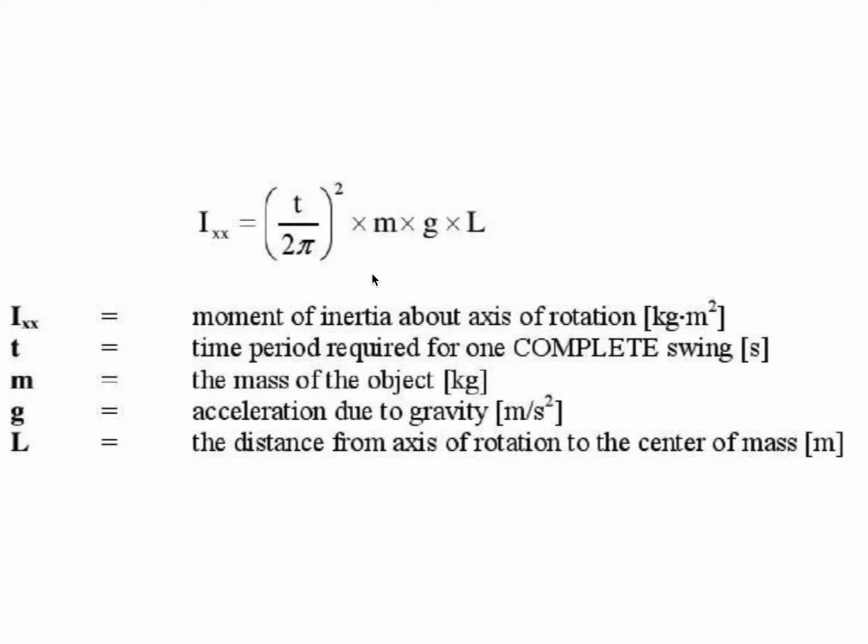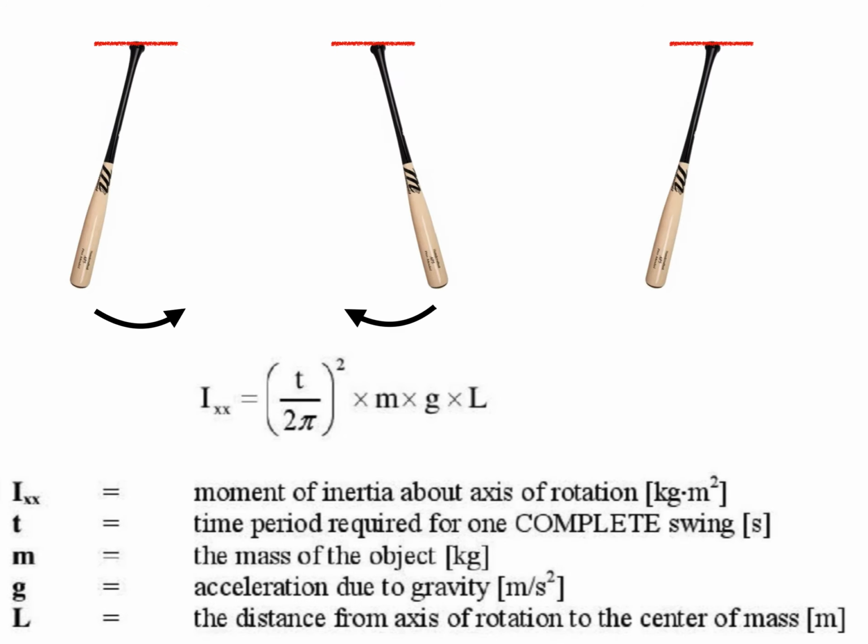Right? And how about this thing? T divided by 2 pi, squared. T will be the time period required for one complete swing. What does that mean? So this is the method we're going to use to get the moment of inertia in the real world. So this method is about swinging the object you want to calculate its moment of inertia.